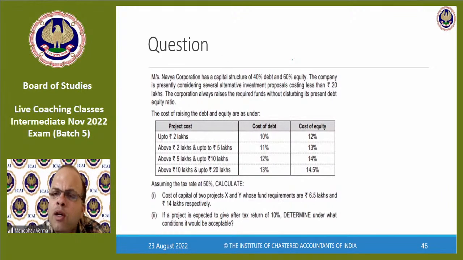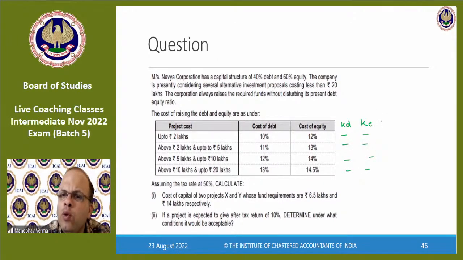What exactly is my weighted average cost of capital in each of the scenarios? In a question like this, we need to calculate the cost of debt and cost of equity for projects in every range. And then you have to calculate the WACC. Then you see that there are two projects. One requires 6.5 and one 14 lakhs. So 6.5 will fall under the third range and 14 lakhs will fall under the fourth range.